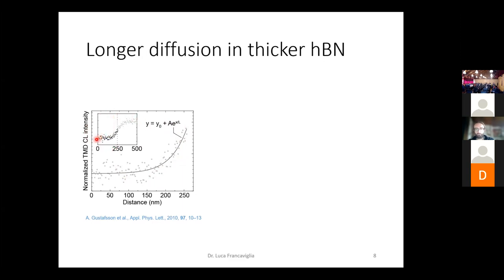We have our transition curves that I showed you before. And instead of focusing on the width of these curves, I focused on the steepness. So we take just the increasing part of the curve where we approach the TMD edge. And then I took the exponent here to tell us something about the diffusion length of the charge carriers that in HBN are able to excite the TMD luminescence.